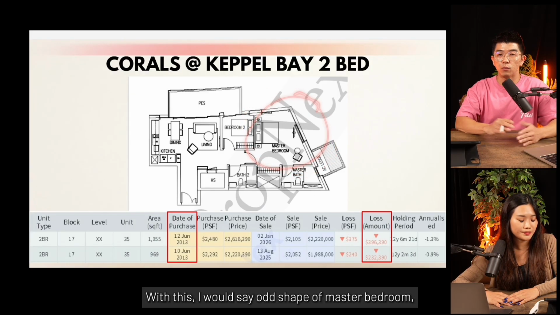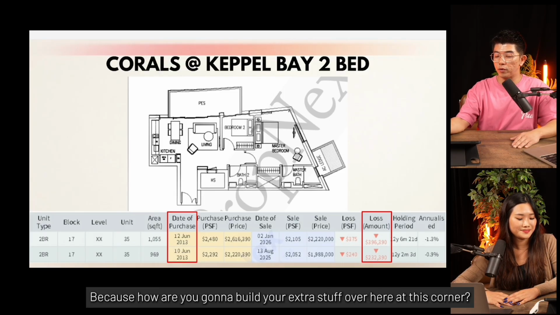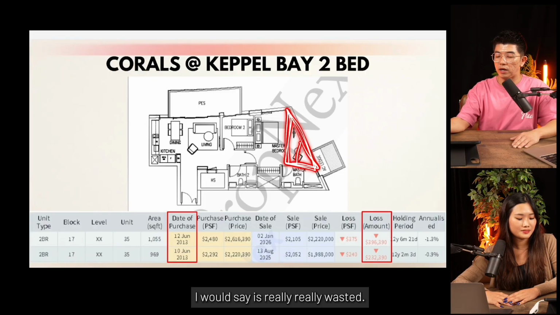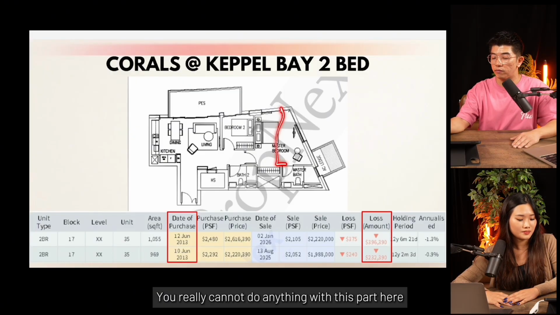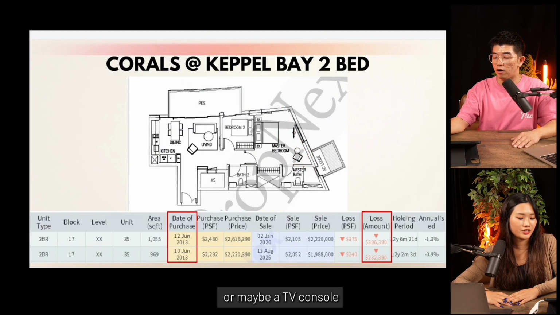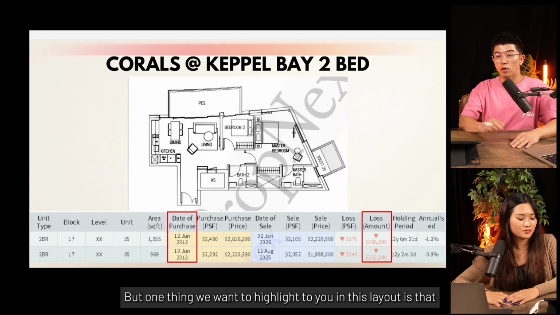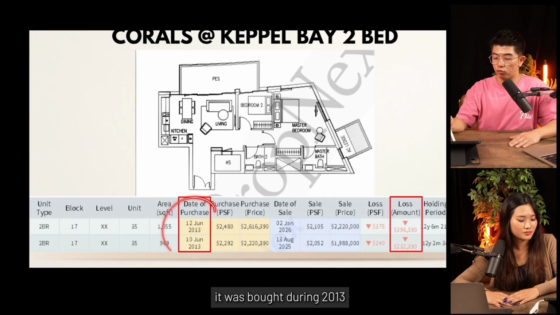With this odd shape of master bedroom, it is not easy to have a proper living condition, because how are you going to build your extra stuff over here at this corner? This whole area is really wasted. You really cannot do anything with this part, except maybe put a small massage chair, or a small TV console with a TV on top. But it's still really an awkward layout. One thing we want to highlight to you in this layout is that it was bought during 2013.